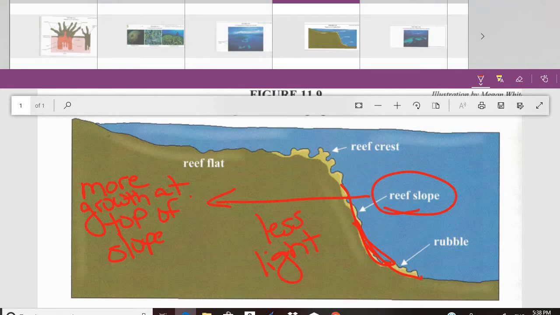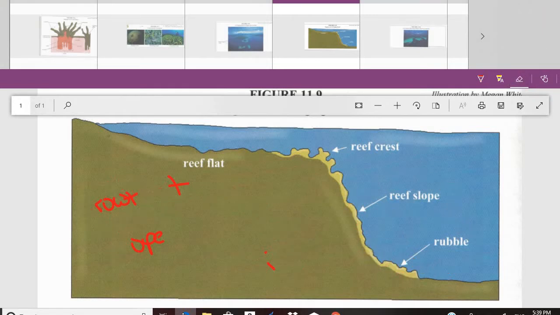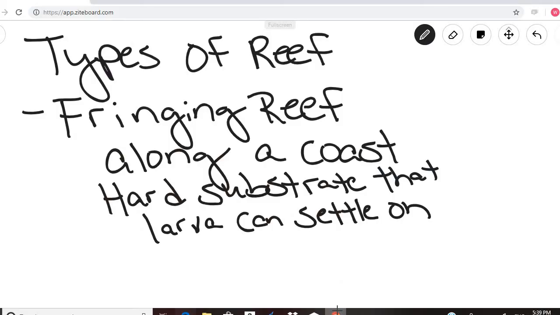And then at the very bottom, you're going to get this rubble, and it literally is what it means. It's trash. It's where you get a buildup of sediment and the remains of dead organisms that just accumulate down there, and that would be the reef rubble. Okay, so those are the main parts of a fringing reef that you should be aware of, and know which areas you would see the most growth and why. Okay, so that is a fringing reef.